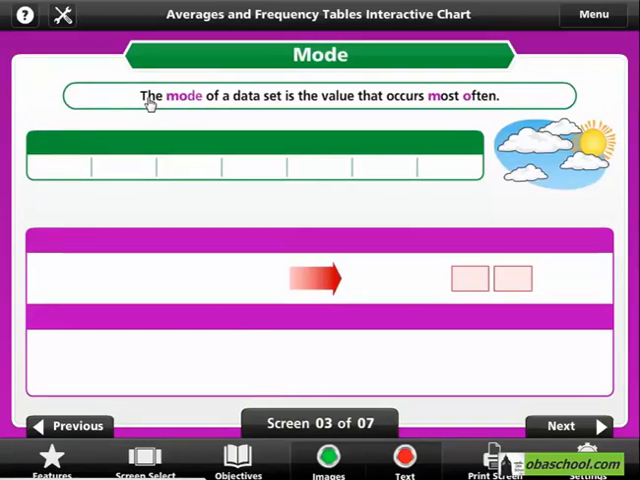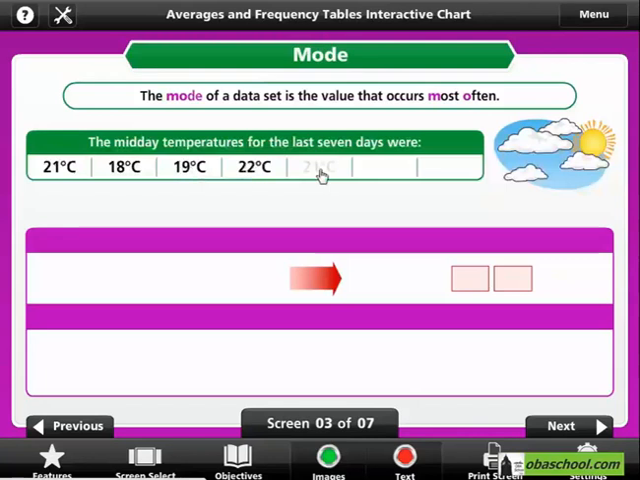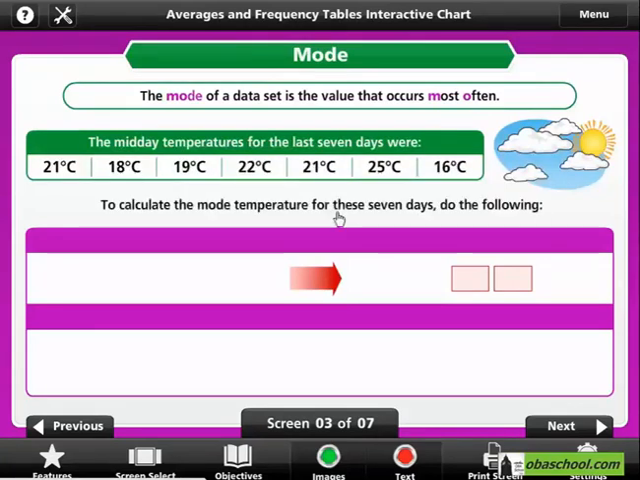And now, you have the mode. The mode of a data set is the value that occurs most often. So, we have this example. The midday temperatures for the last 7 days were 21 degrees Celsius, 18 degrees Celsius, 19, 22, 21, 25, and 16 degrees. To calculate the mode temperature for these 7 days, do the following.